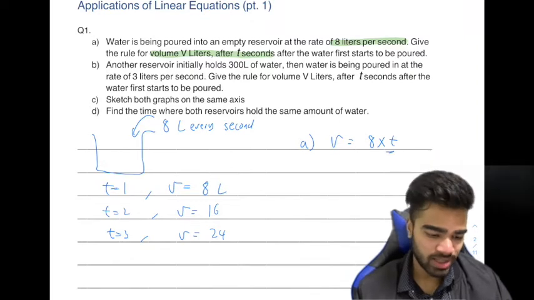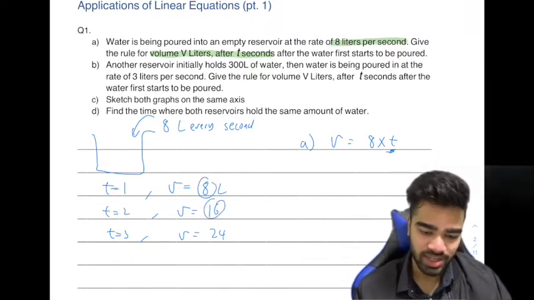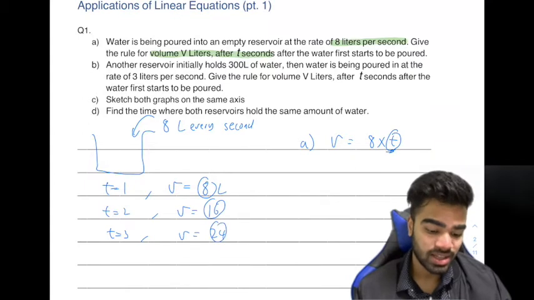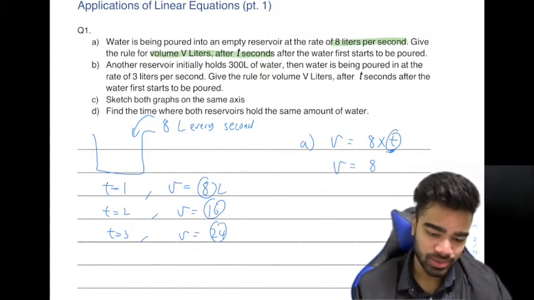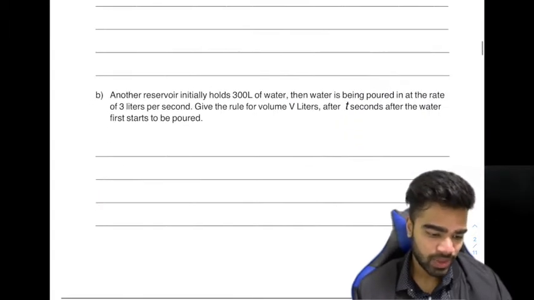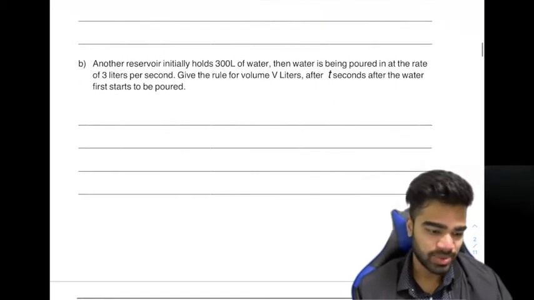So if t is 1, it's 8. If t is 2, it's 16. And if t is 3, then it's 24. So that's how the rule works. So the answer to this part A is V is equal to 8t. All right, next. So part B, it's the same as up there, what I've written down here.